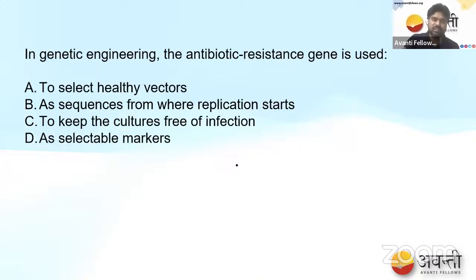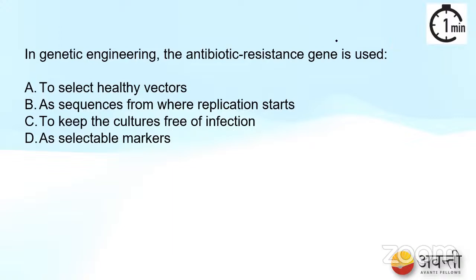Coming toward the next question. In genetic engineering, the antibiotic resistant gene is used to select healthy vector. Option B, adds a sequence from where replication starts. Option C, to keep culture free of infection. Option D, as a selectable marker. I'm launching poll for it. Please answer fast. तो जल्दी जल्दी आंसर करो भाई इसका.